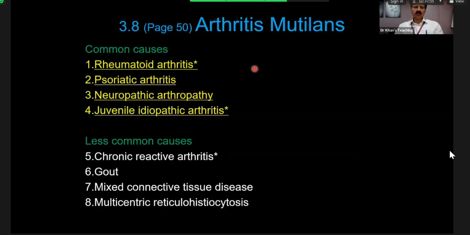So arthritis mutilans, this is the differential diagnosis, 3.8, page 50 in your book. And these are the common causes, these are the less common causes. And at least you should know the common causes for your exam. In the present Chapman edition, if you see carefully, in each list some of them have been underlined, and anything which is underlined means that this is important for your exam. If you forget this, fine, but at least for your exam at a registrar level, you must tackle these.